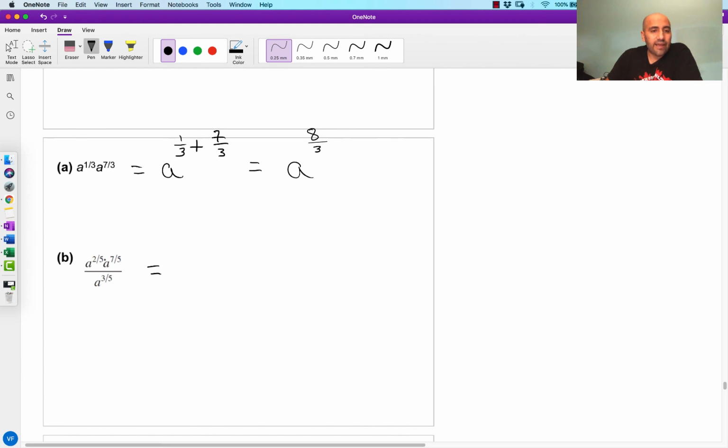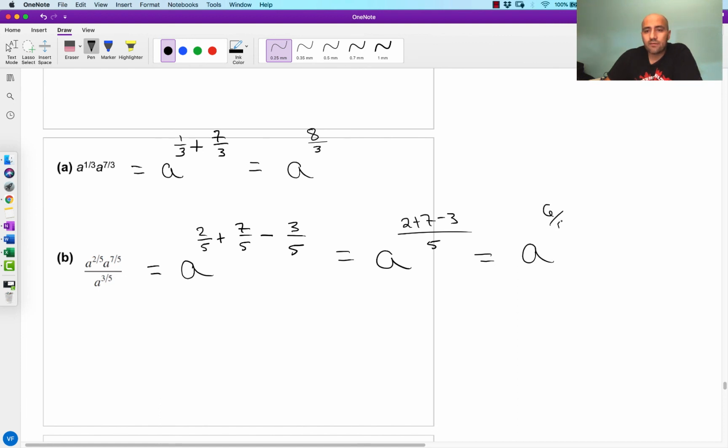Good. Okay, now this one, we have three exponential numbers. They all have the same base of a, and we know that when we multiply them like this, we add the exponents, and when we divide, we subtract. So this is just going to be equal to a to the power of 2/5 plus 7/5 minus 3/5, which, luckily they all have the same denominator, will be equal to 2 plus 7 minus 3 all over 5. So that'll be 9 minus 3 is 6, so a to the 6/5.